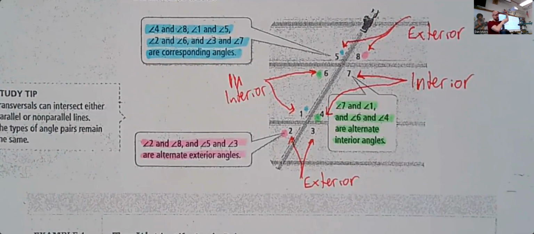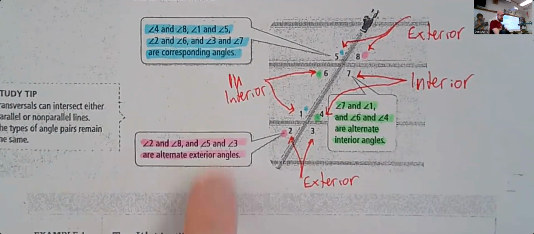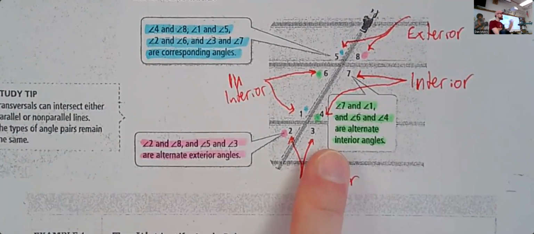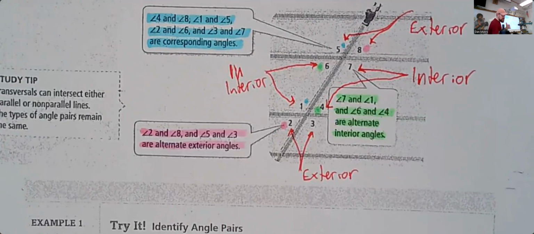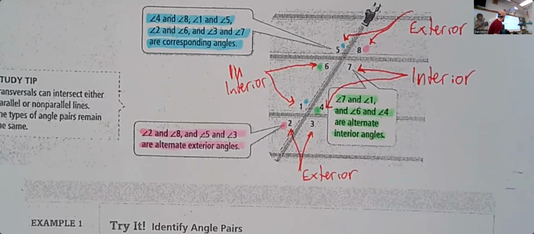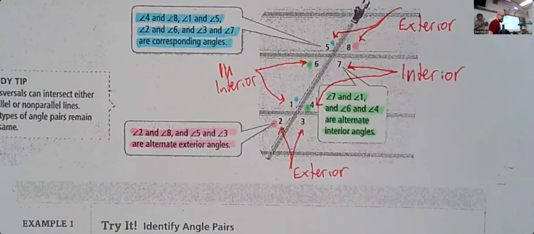Because if these lines are not parallel, the transversal cutting through them, you would still have corresponding, alternate exterior and alternate interior. You just wouldn't have that relationship of congruence. So you'd still call them that. You just wouldn't be able to say they're equal. Now there's another type that we're going to be talking about as we go a little bit further, but this is kind of where we're starting.